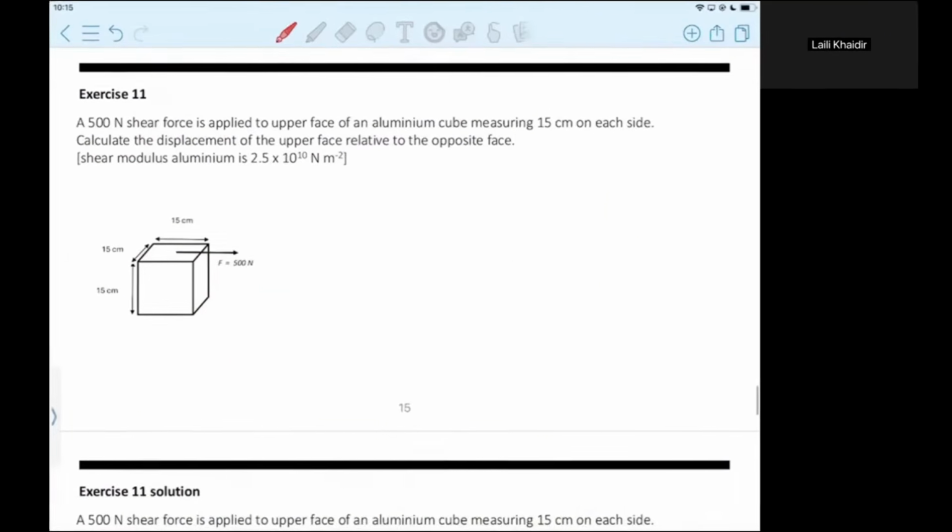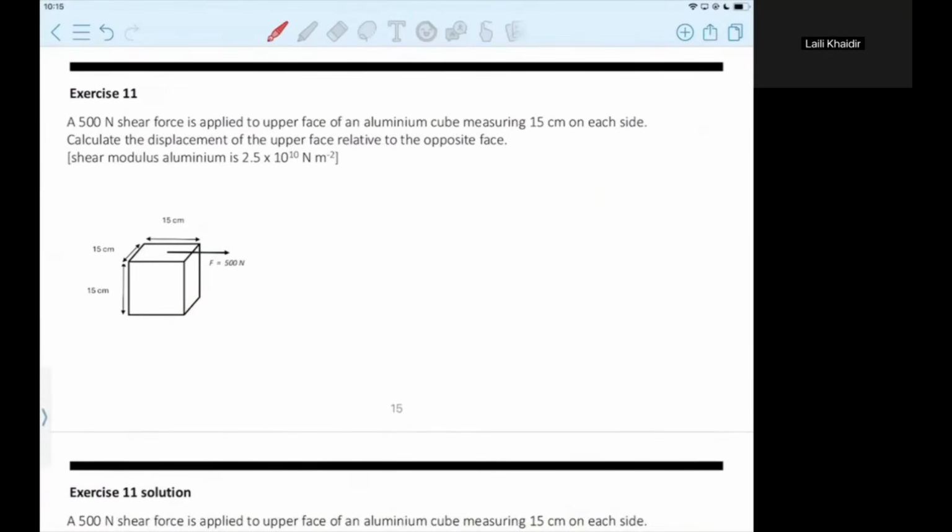Next question, question 11. What is question 11 about? It is about a shear force applied to the upper face of an aluminum cube, measuring 15 centimeter on each side. You need to calculate the displacement of the upper face relative to the opposite side, given the shear modulus as stated in the question. You may pause this video to answer the question by yourself, or you can continue to check the correct answer.